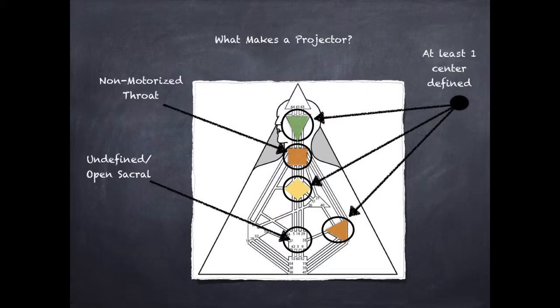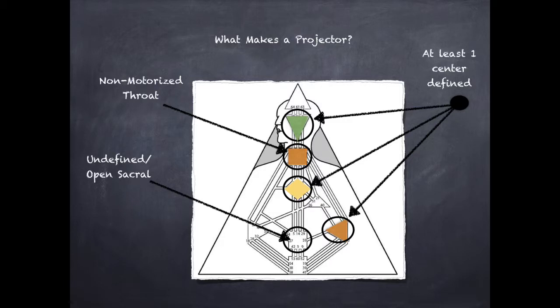So we can see that all projectors will have an open sacral and no direct channels to the throat. But what can sometimes confuse people is why a projector might have a brown square, or what's called a defined throat, because most people would assume that if the throat is brown, then it's defined, so it has to have a motor to the throat. But that's not actually true.